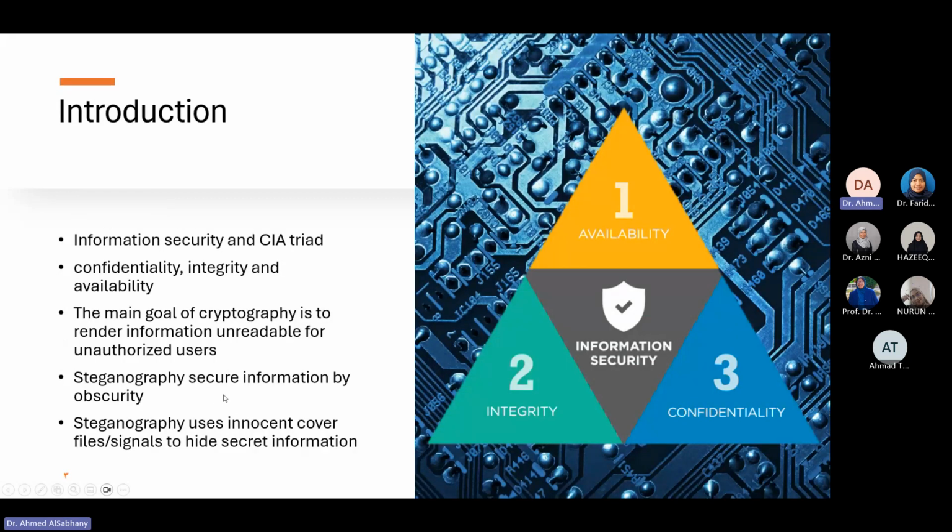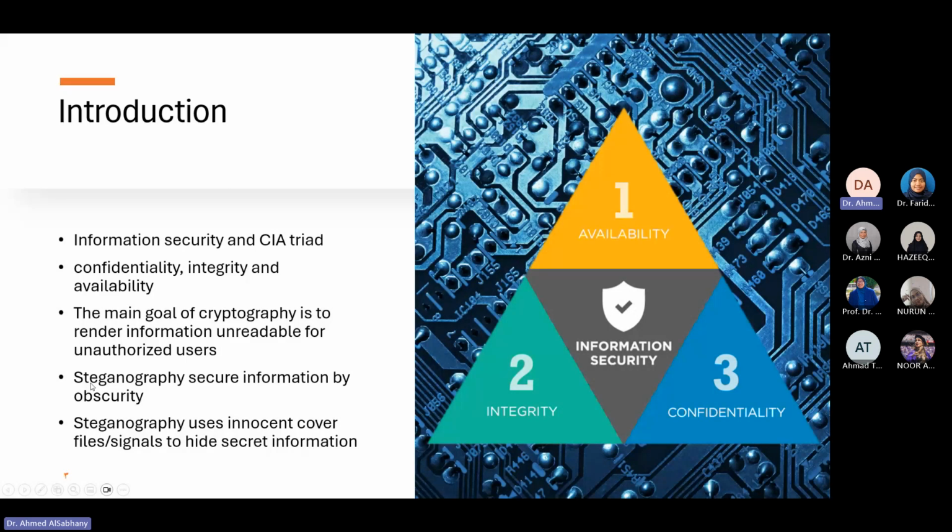Okay, so as we all know, information security is related to the CIA triad: confidentiality, integrity, and availability. As we all know, the main goal of cryptography is to render information unreadable for unauthorized users. So the first goal in cryptography is to target the confidentiality in the CIA triad. Steganography also targets the same value of the CIA triad, but it deals with it differently.